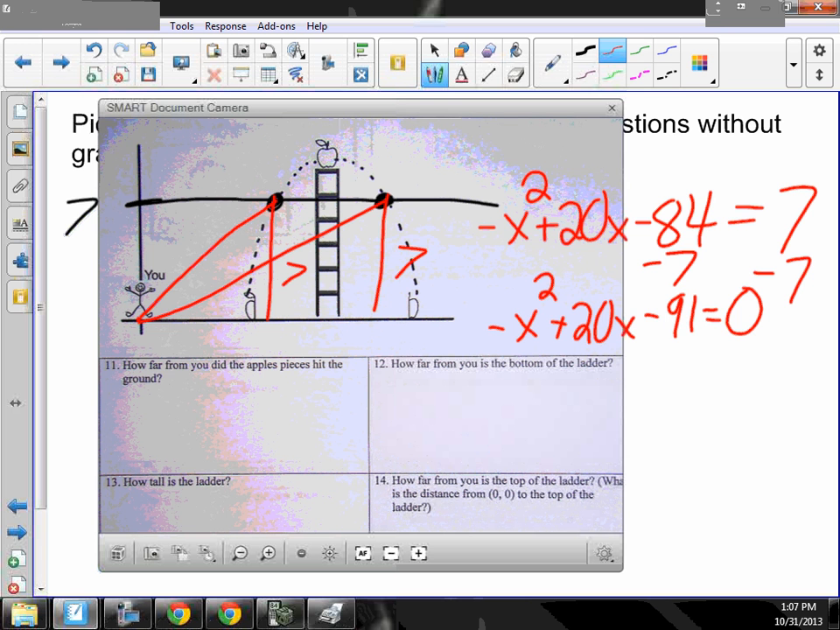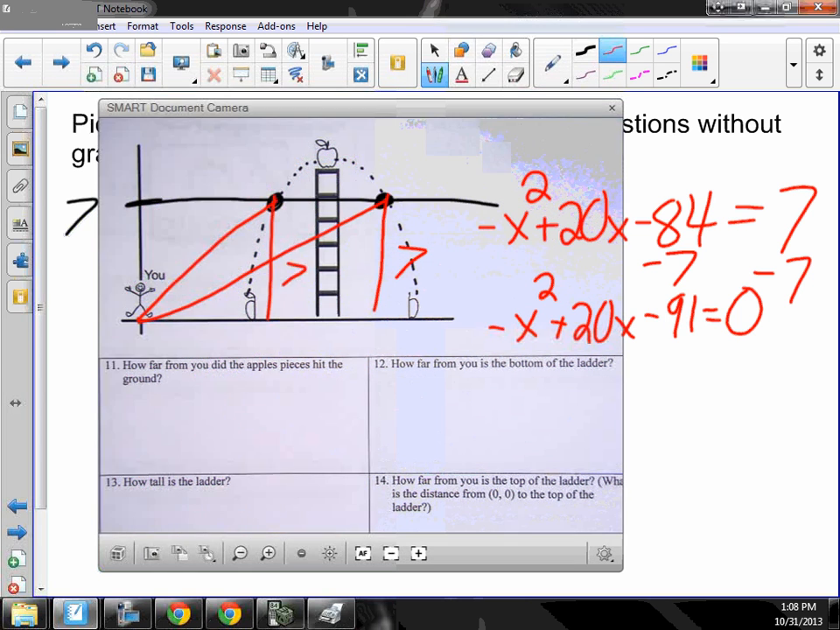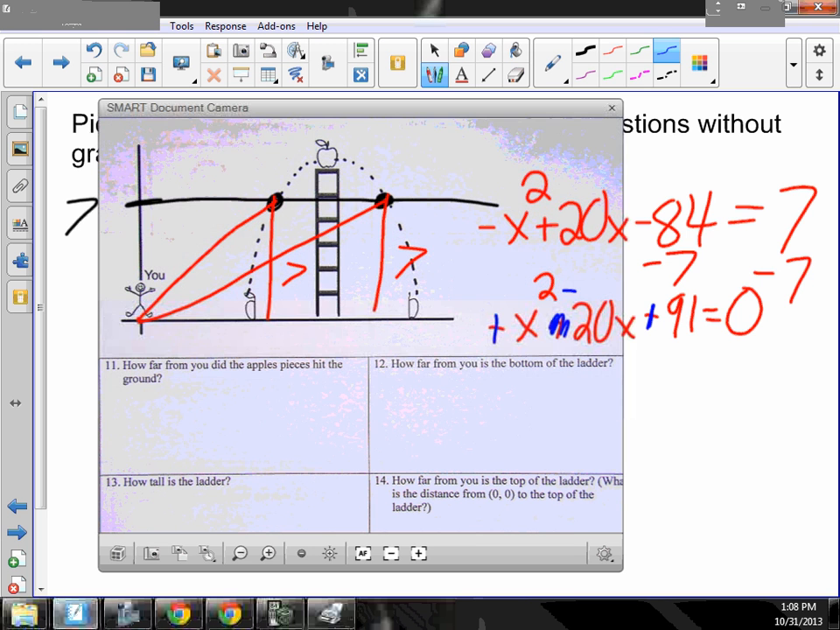I need to times it by a -1 because it's a downward opening parabola, and I don't know how to factor those. So I'm going to change this to positive, change this to negative, and change that to positive. So I dropped the graph 7 units, then I reflected it, and now it opens up. And we have x minus and x minus.